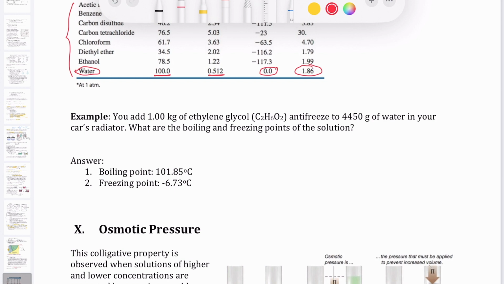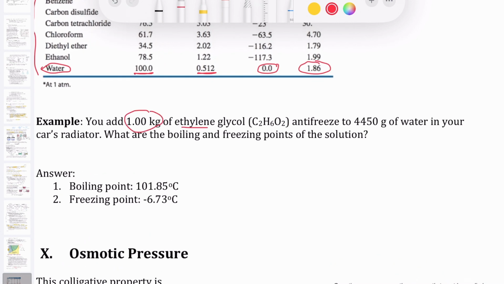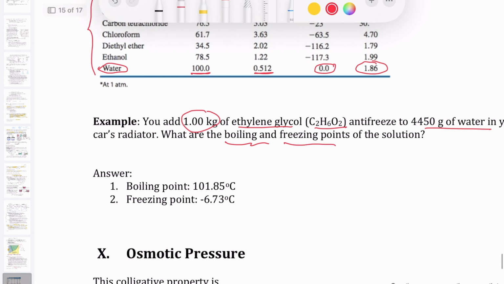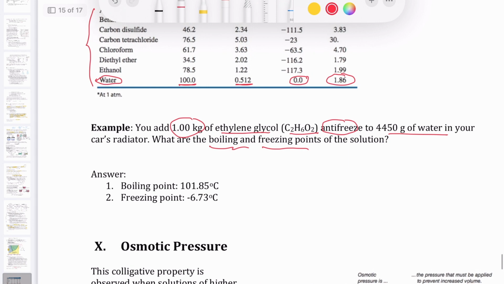So we are adding 1 kilogram of ethylene glycol, which has this formula, into 4,450 grams of water, and we want to see what the boiling and the freezing point is. Just a note, ethylene glycol is actually what we call a solution of antifreeze. When you mix it with water, that's what you have in your car. And so we'll take a look at what the result is of mixing ethylene glycol with water.